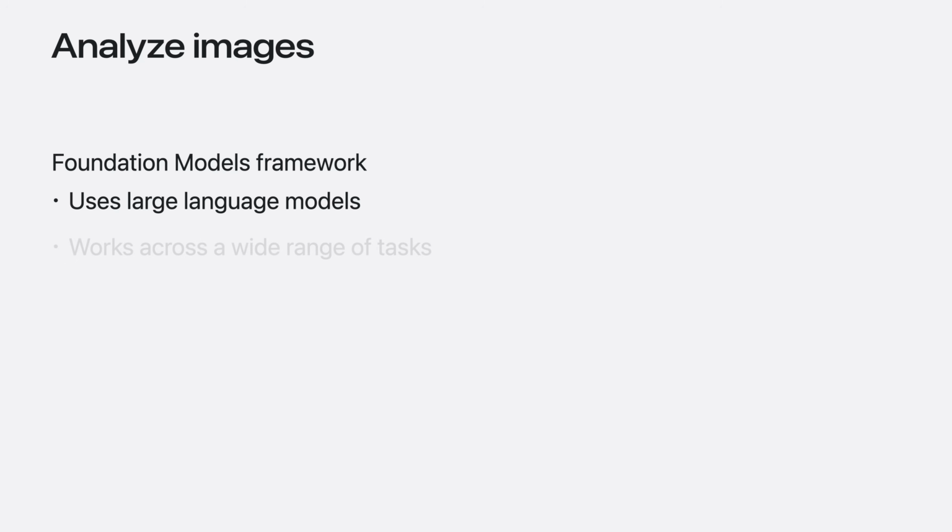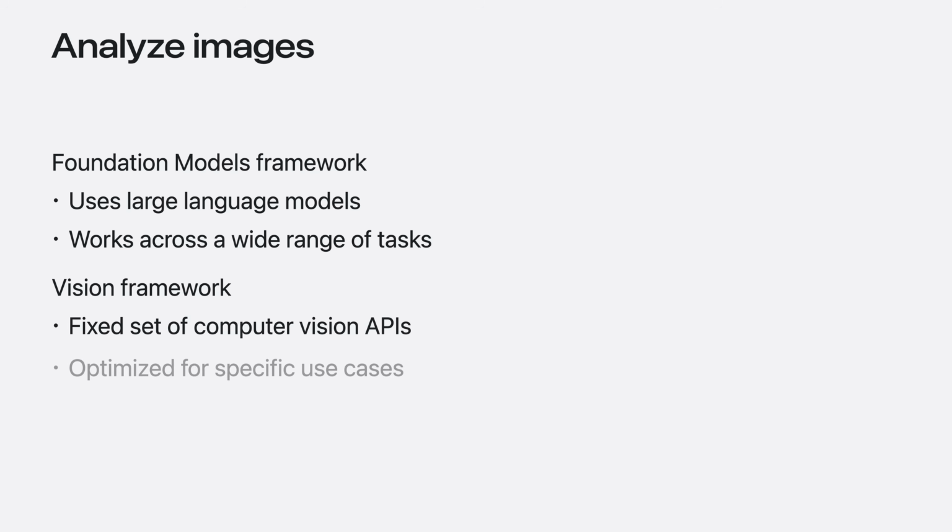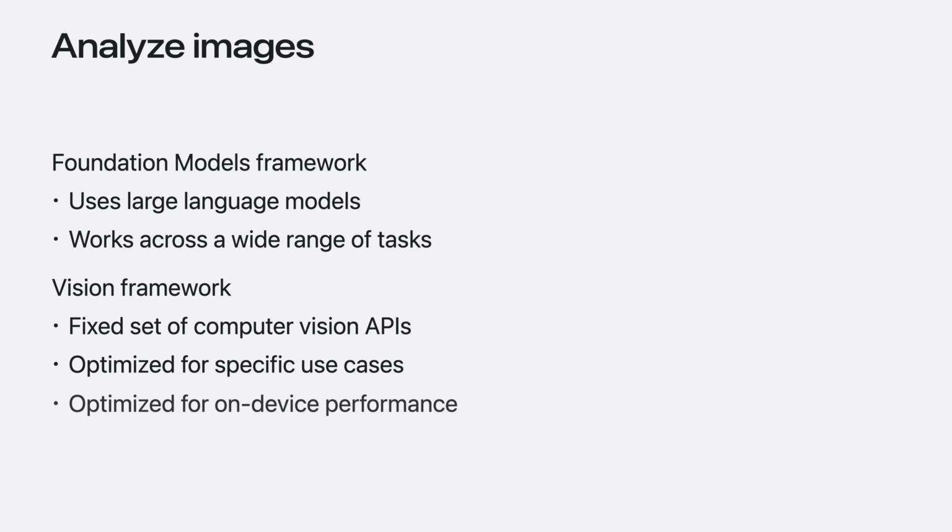There are now multiple ways to analyze images, each with their own benefits. The Foundation Models framework leverages large language models, which can do almost anything you ask them. By comparison, traditional image processing frameworks, like Vision, use a fixed set of computer vision APIs. Vision APIs are fine-tuned for specific tasks, which they do really well. And Vision is fast, often fast enough to analyze video frames in real time.